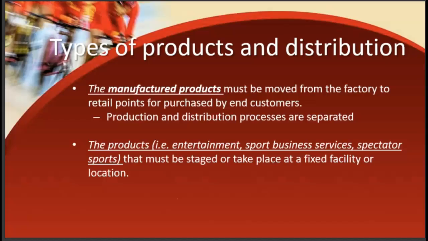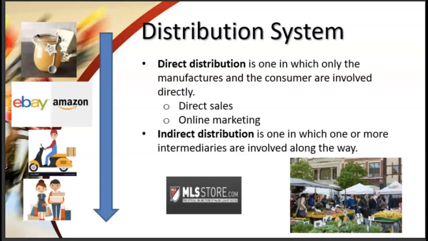So in the sports industry, distribution systems could be pretty complicated, right? They can range from direct to complex. So what is direct distribution? Direct distribution is one in which only the manufacturers and the customers are involved directly, right? A lot of the time it's called direct sales, and it includes online marketing.